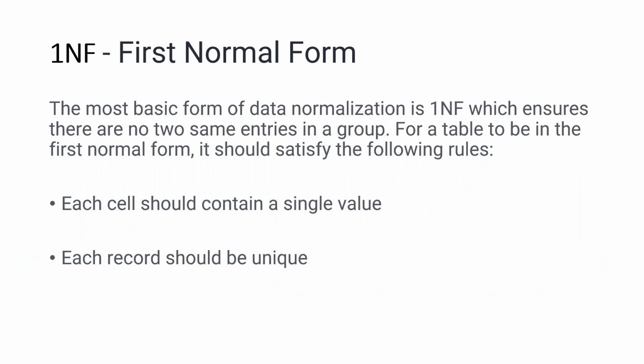What is this? So these are the two rules actually. Each cell should contain only a single value of data. It should not contain multiple values of data. And in the particular table, each record should be unique in nature. Okay, these are the two conditions we need to meet.